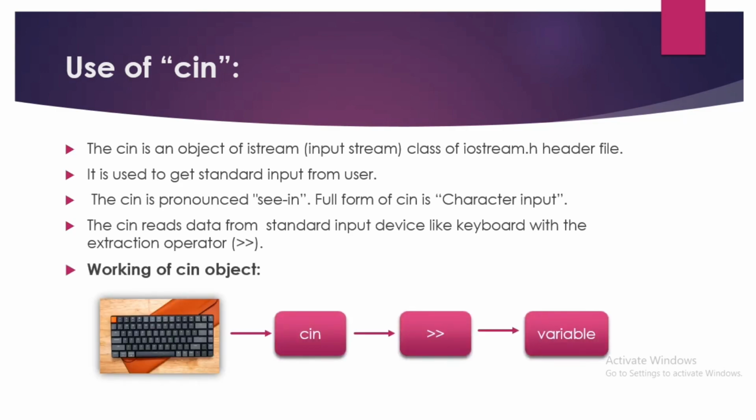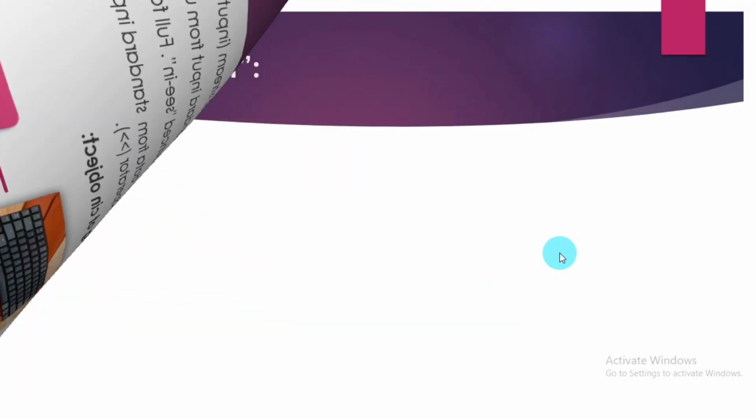Move on to the working of the cin object. Anything like alphabet or numbers entered from the keyboard is read by the cin object and assigned to the given variable. It means whenever the user enters a value, it will be stored in the corresponding variable. So we use the extraction operator here with the cin object. Let's move to the next question.